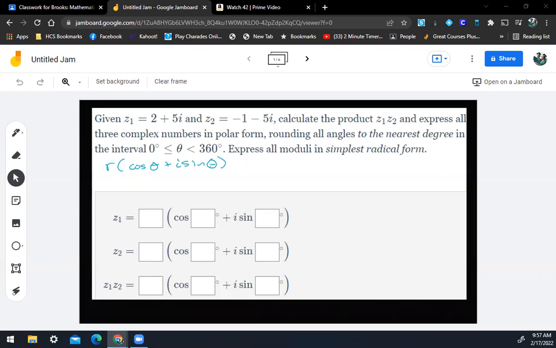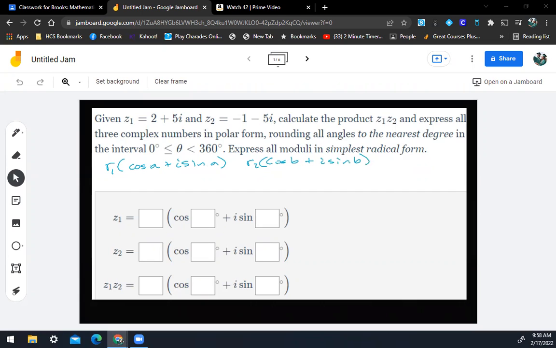And basically, let's call the first complex number R1 cosine A plus i sine A, and maybe the second as R2 cosine B plus i sine B. So we've got two complex numbers in polar form.